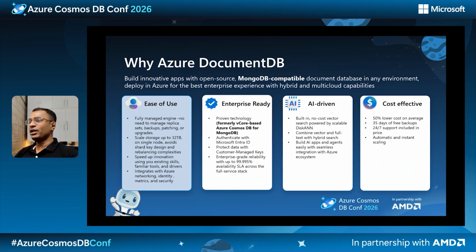99.95% reliability gives you peace of mind. Entra ID and CMK support gives you enterprise security compliance. And then you have 50% cheaper, 35 days free backup, and automatic instant scaling. This would save you a lot of cost. Since it's built for AI workloads, it has got industry-leading DiskANN algorithm for vector search and hybrid and full text search. So these are some interesting things about DocumentDB.